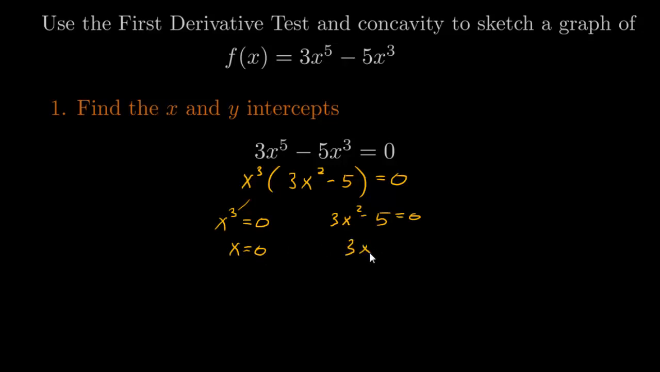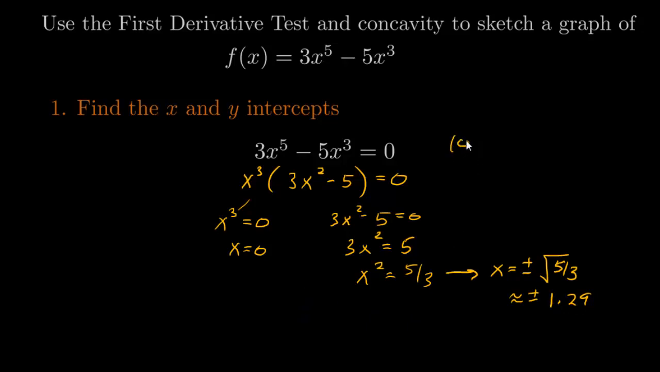Here, we would just do some algebra to solve this. Bring the 5 over, then divide both sides by 3. This is going to give me two solutions. It will give me a plus and a minus square root of 5/3. Now the square root of 5/3 is roughly 1.29. Okay, so this gives me the following x-intercepts: (0, 0), (-1.29, 0), and (1.29, 0).